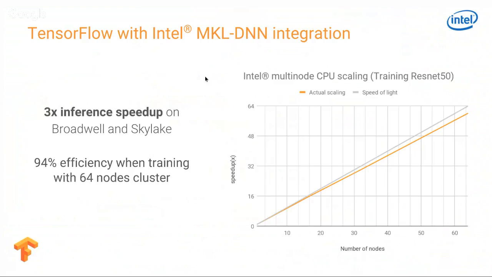So these are a few benchmarks that we are talking about. TensorFlow with Intel MKL DNN integration. That's Intel multi-node CPU scaling for training ResNet 50. It's plotted on two axes, basically speedup of X and number of nodes. So there's a 3x inference speedup on Broadwell and Skylake. There's 94% efficiency when training with a 64 node cluster.